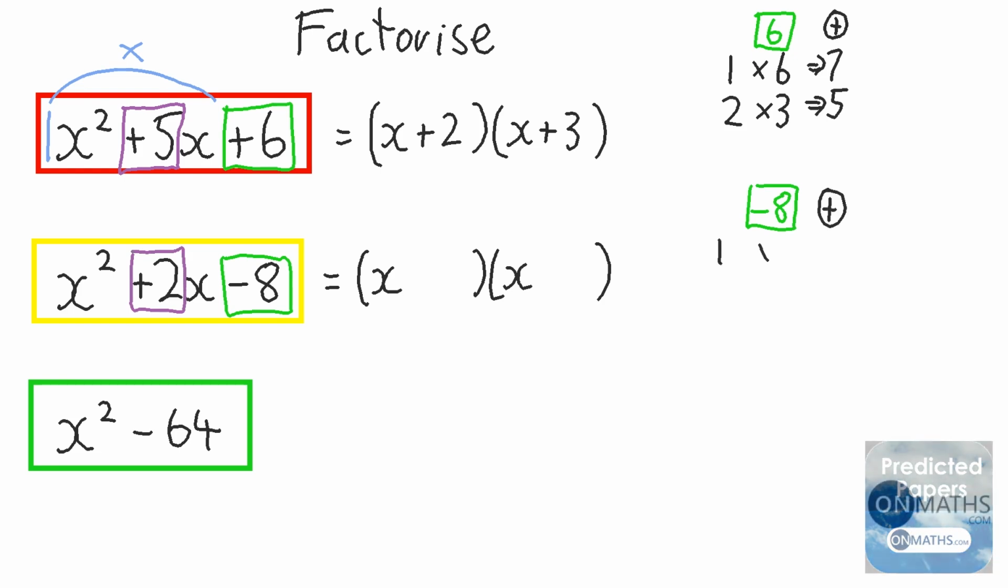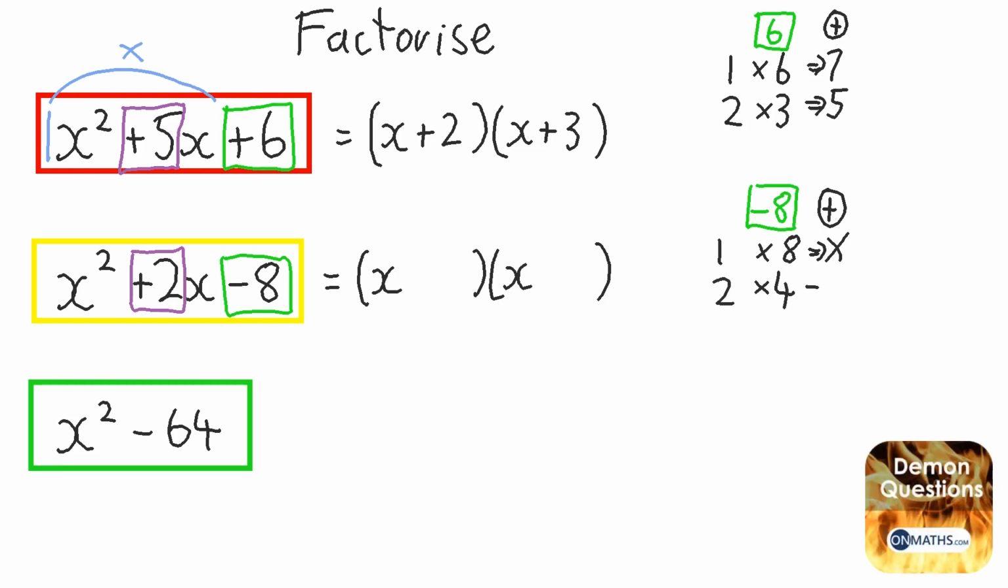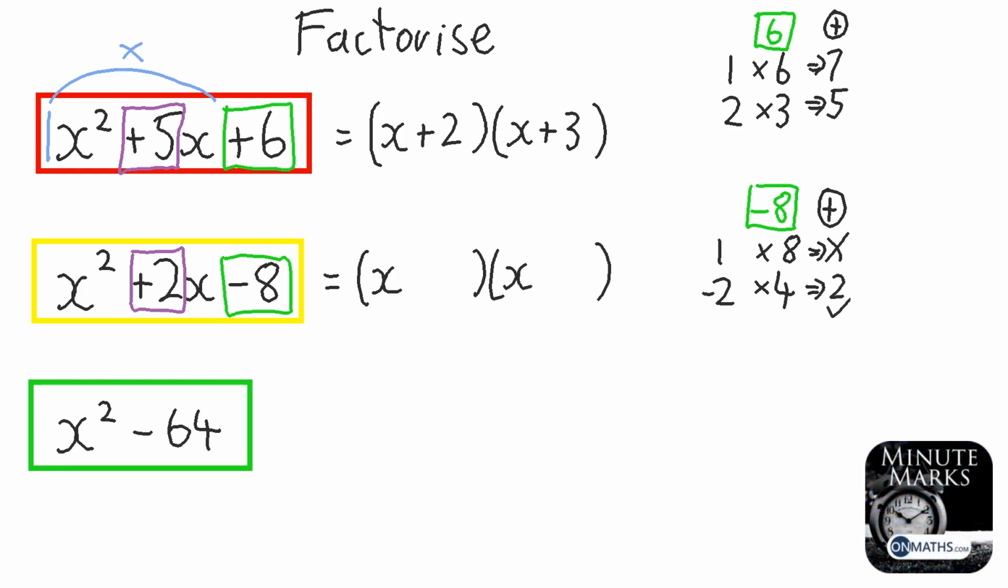Now 1 times 8, and what I do is I just imagine one of them's negative. So if I add together negative 1 and 8, that's positive 7. If I add together negative 8 and a positive 1, then that would be minus 7. So neither of those. So I'll put a cross there. It's not gonna work. It's not gonna get to that 2. So I'm gonna try again. 2 times 4. Okay, so let's have a think. If we have a positive 4 and a negative 2. So let's try negative 2. 4 plus minus 2 is positive 2.